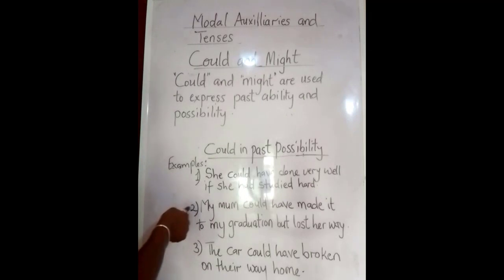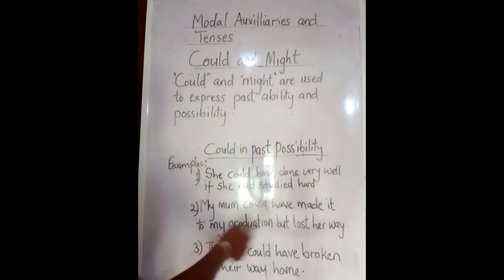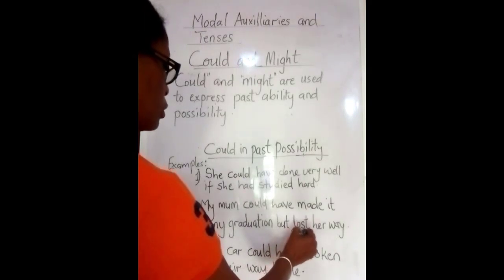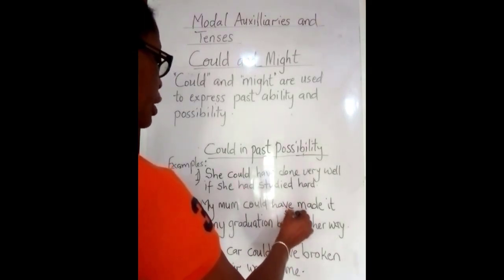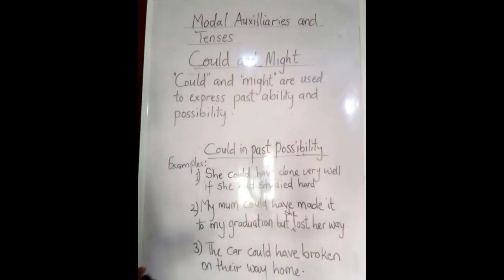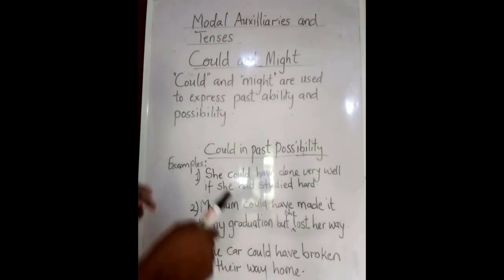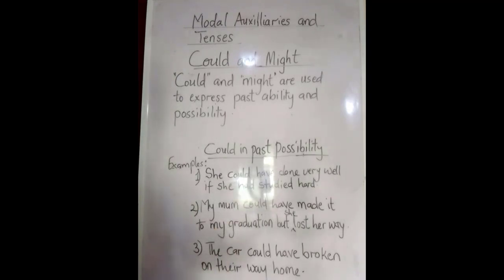And the second example says, my mom could have made it to my graduation party, but she lost her way. This is also an indication of something that happened in the past. Probably mom already started out on the journey, but somewhere along the line missed her way, couldn't locate the venue or something like that. And then she didn't make it to the party.